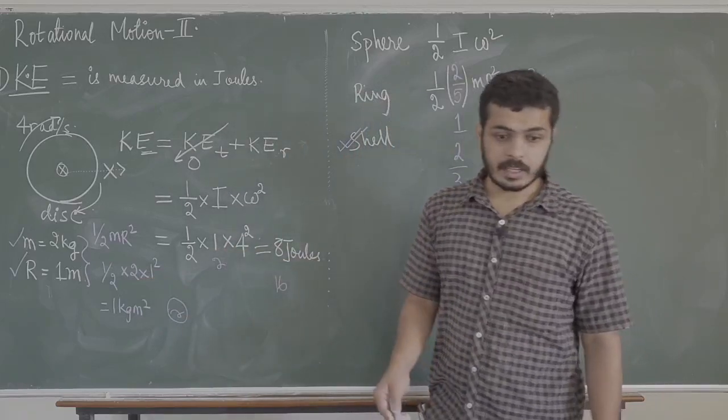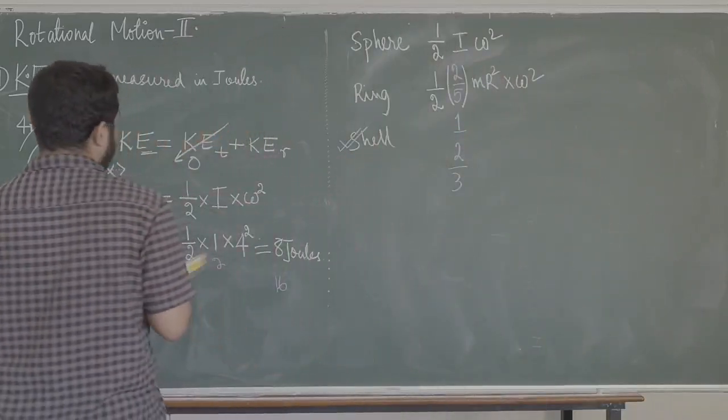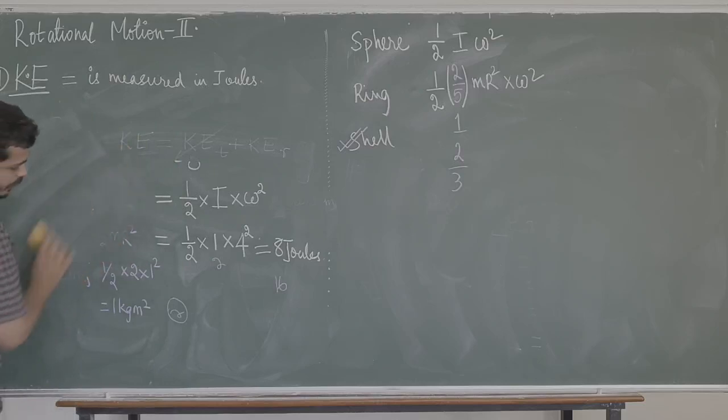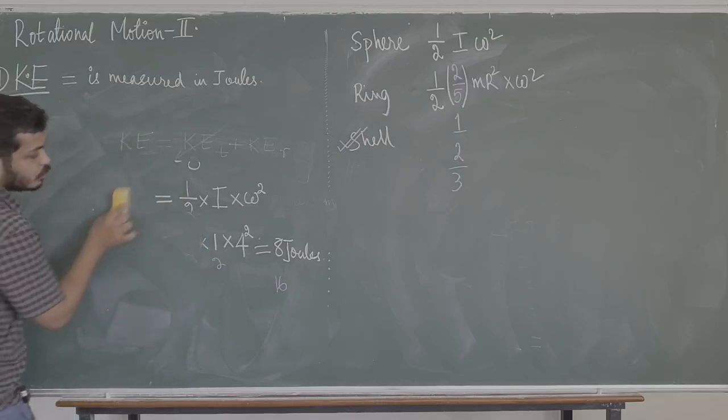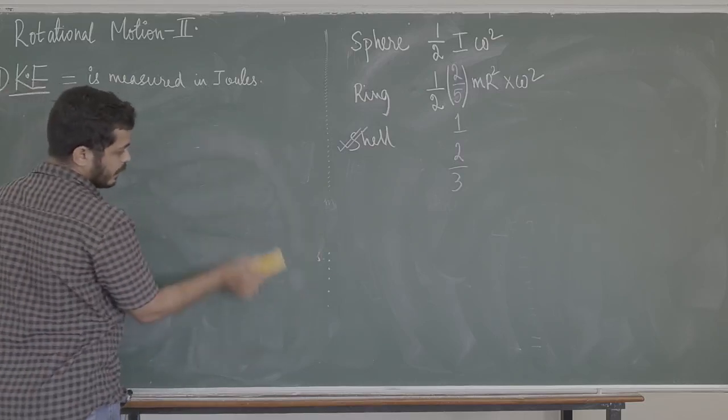Okay, let's try another question. So in this case, what I'm going to do is I'm going to give you two kinds of motion. The disk is going to rotate and the disk is also going to translate. I have already taught you rolling, so you decide if the disk is rolling or not.